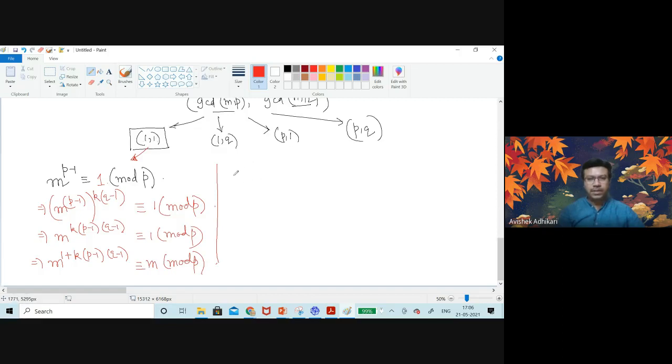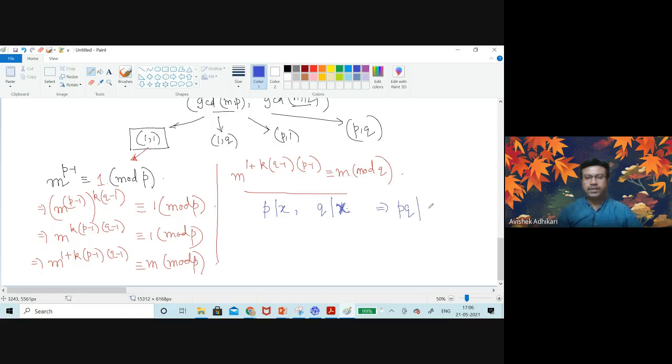So by similar result, we can also deduce that m^(1 + k(q-1)(p-1)) is also congruent to m mod q, because p and q are two distinct primes. Now you tell me one very simple result you might have studied in class 7, 8, maybe 9: suppose p is a prime which divides x, and q is another distinct prime which divides the same x.